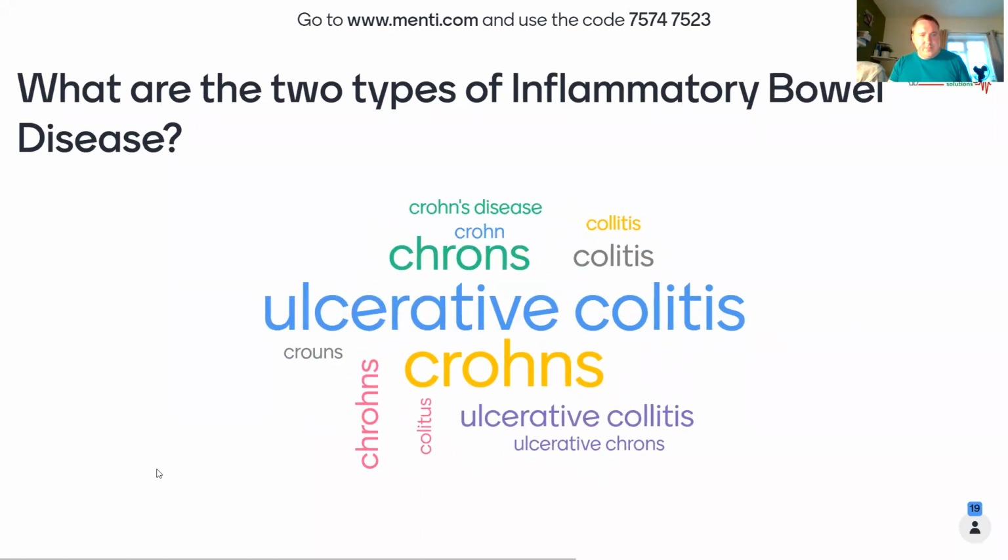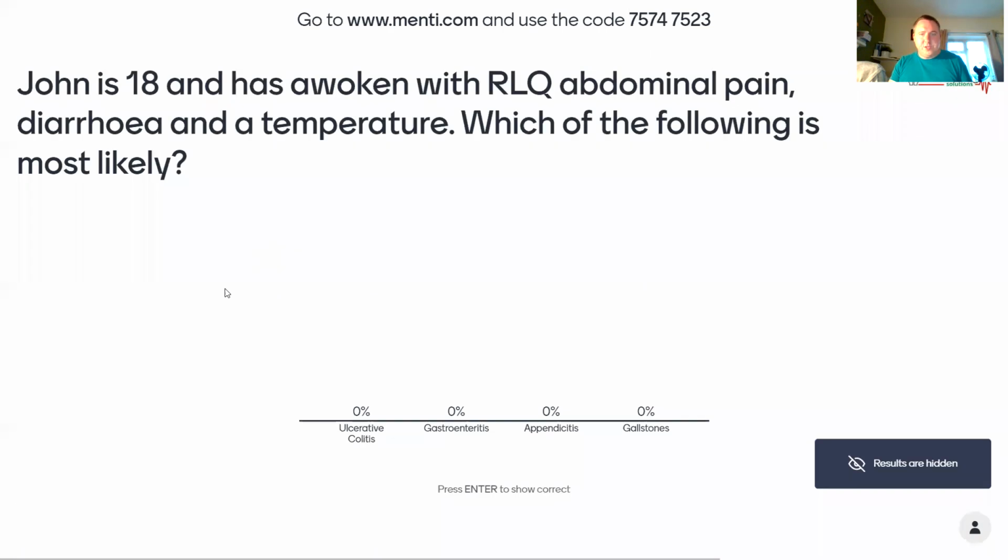Fantastic. Well done, guys. Next question, multiple choice for a change. John is 18. He's awoken today with right lower quadrant abdominal pain, diarrhea, and a temperature. Which of the following is most likely? Ulcerative colitis, gastroenteritis, appendicitis, or gallstones? Try and let half of you vote before we start showing the answers.